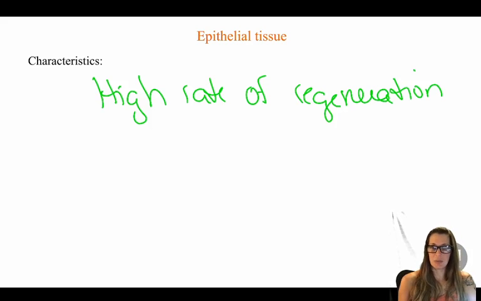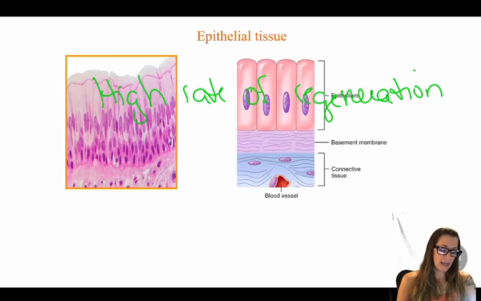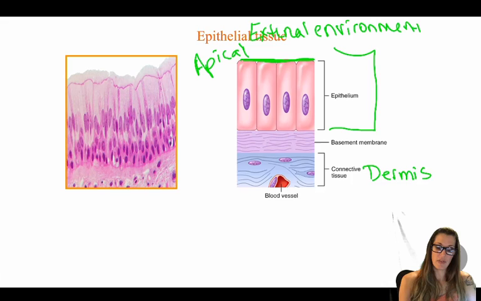Okay, what the heck does that even mean? High rate of regeneration. If you regenerate, going back to kind of a gaming analogy, often the terminology is you respawn. So you die and then you respawn. And looking at this outer layer of epithelium and the basement membrane and then the connective tissue, when we look at more images of epithelial tissue, this will be more apparent.